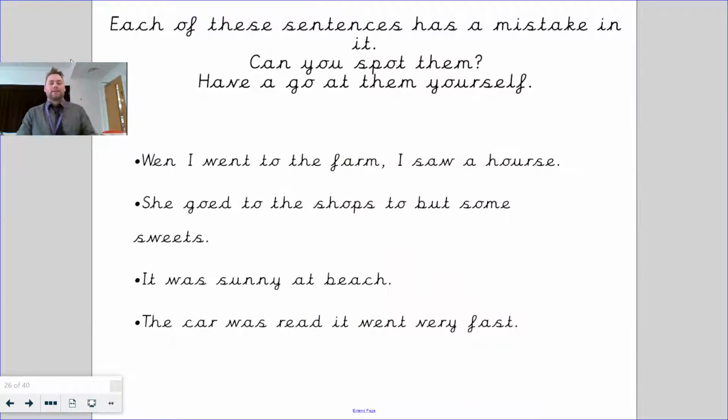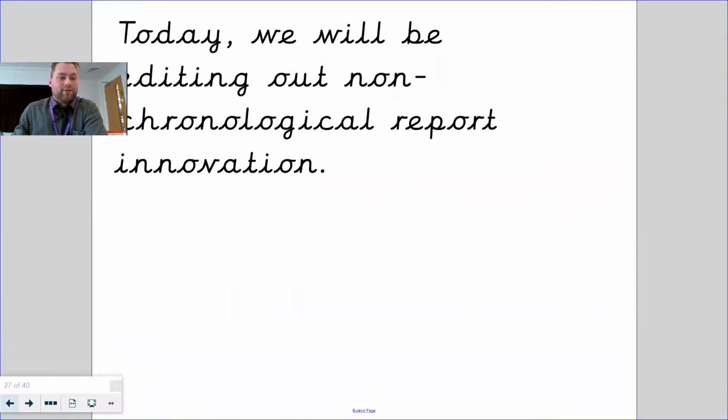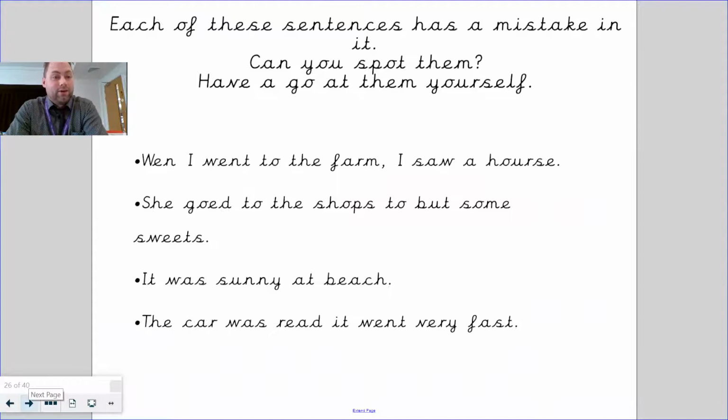So each of these sentences has a mistake in them. Can you spot it? Have a go yourself. So pause the video and then we'll see how well you've done.